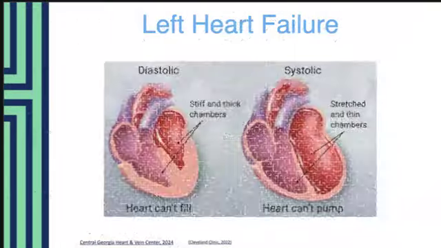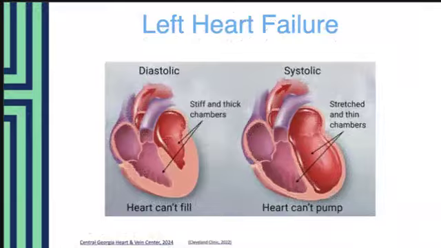Now, left heart failure or congestive heart failure can be either systolic or diastolic heart failure. So, systolic heart failure is heart failure with reduced ejection fraction. It occurs when the left ventricle cannot contract forcefully enough during systole to eject an adequate amount of blood into the circulation. Whereas diastolic heart failure is heart failure with preserved ejection fraction, and it happens when the left ventricle cannot relax properly during diastole, leading to increased filling pressures and reduced cardiac output. Now, both types impair the pumping ability of the left ventricle and result in congestion and decreased tissue perfusion.